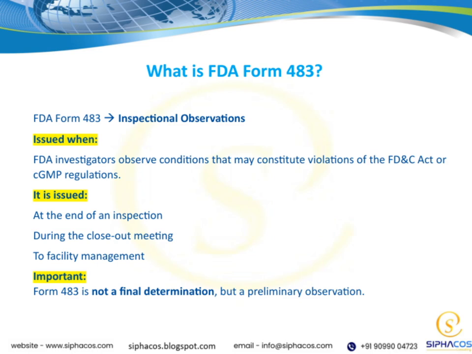The key point here is that Form 483 serves as an early warning system. It helps both the FDA and the facility understand where issues might exist. Remember, this form is part of the overall inspection process and ties directly into the theme of ensuring compliance and quality in manufacturing. And just to stress again, it's not the final word. It's an observation that requires further review and possible corrective actions.